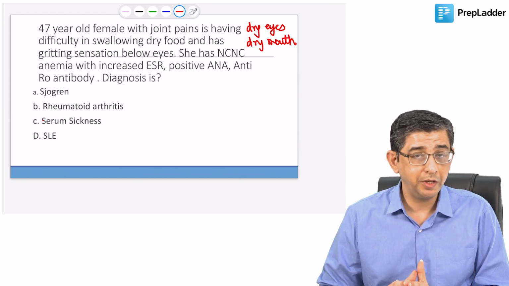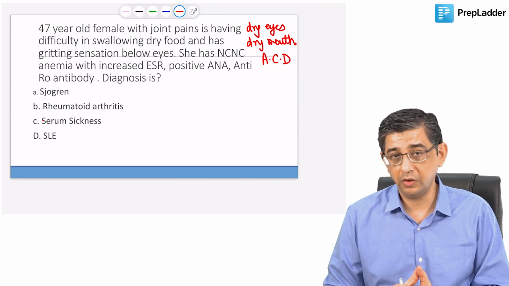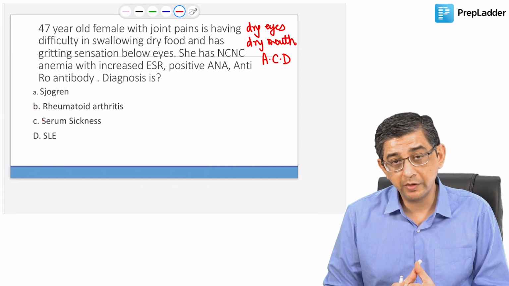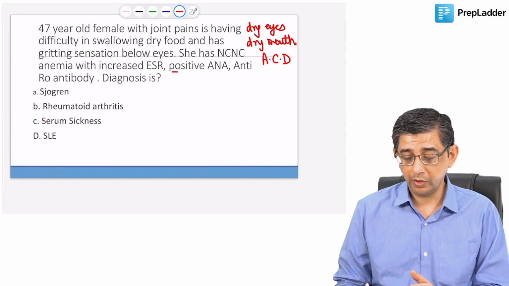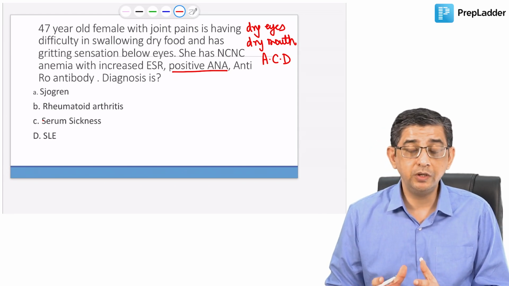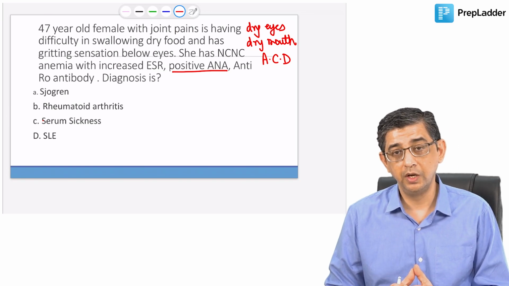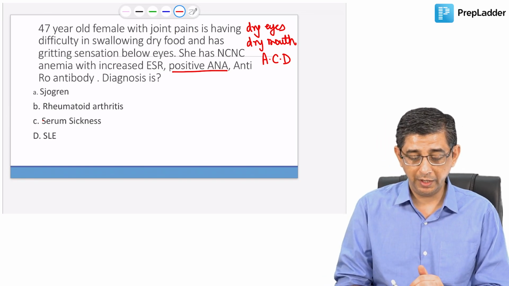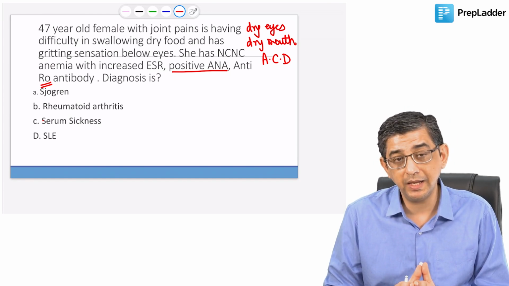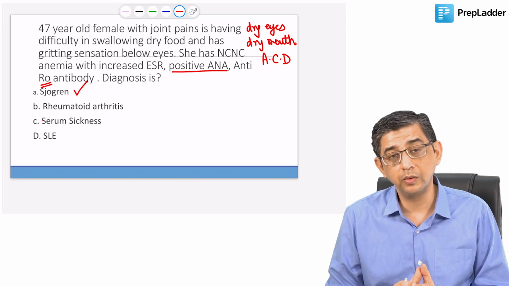She is having normocytic normochromic anemia. You are familiar with the fact that all rheumatological disorders can contribute to anemia of chronic disease. There is an increased ESR that tells you about an inflammatory state. Positive antinuclear antibody. On reading this, a lot of people casually answered SLE, but please remember that antinuclear antibody can be positive in almost all rheumatological disorders. The key word in this MCQ is the antibody by the name of anti-Ro antibody, also called SSA antibody, which will lead you to the diagnosis of this case as Sjogren syndrome.